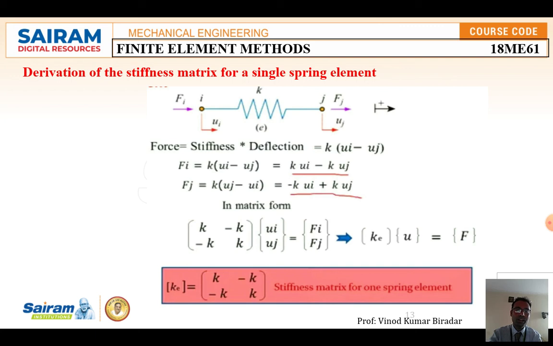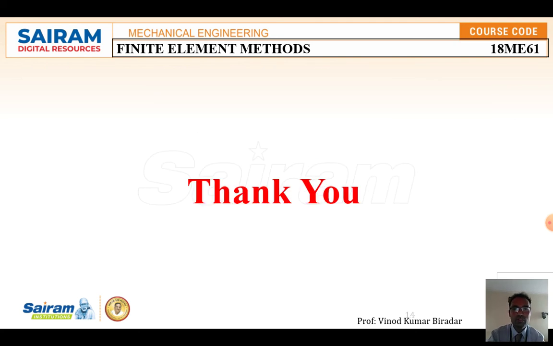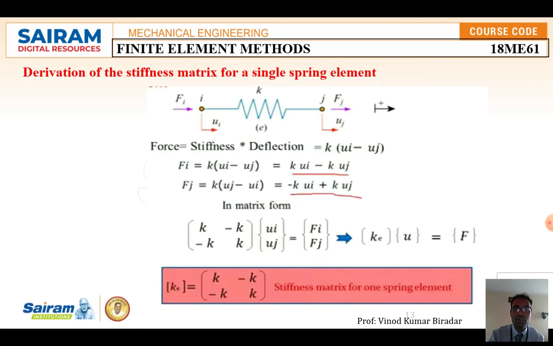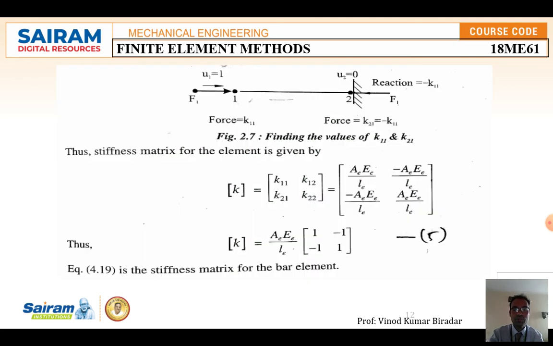Suppose there are two spring elements, then one more column will come. That is, you have to add this to that: k1 plus k2, which is called the global stiffness matrix. So like this you have to solve the derivation of the element stiffness matrix for the bar element and spring element. Like this you have to derive these equations.